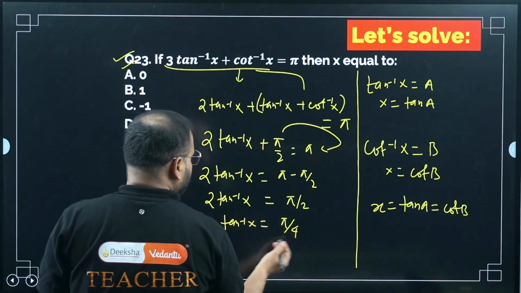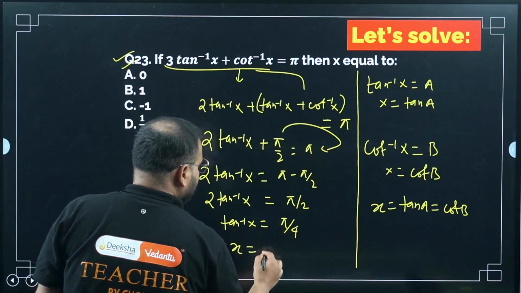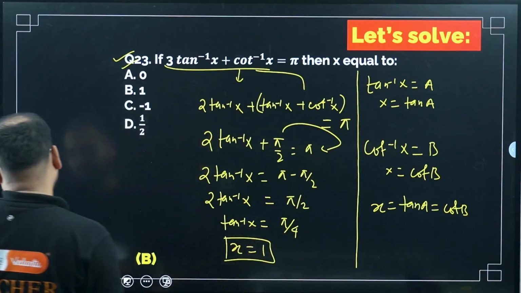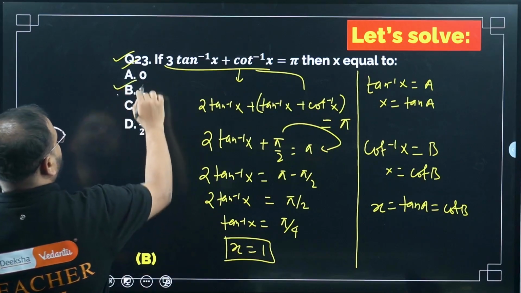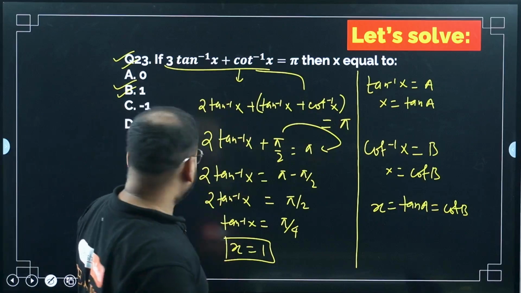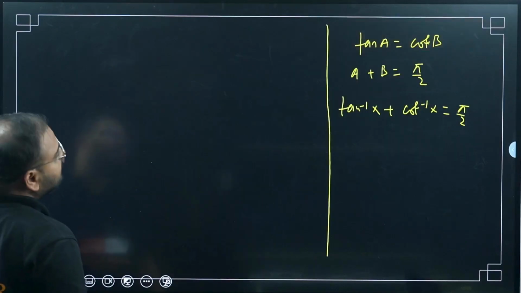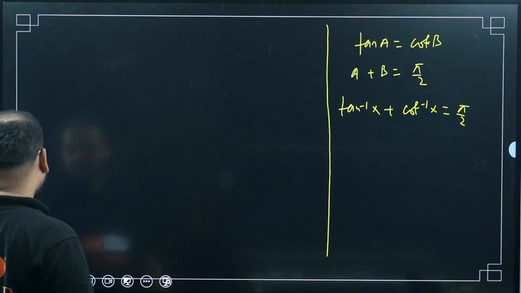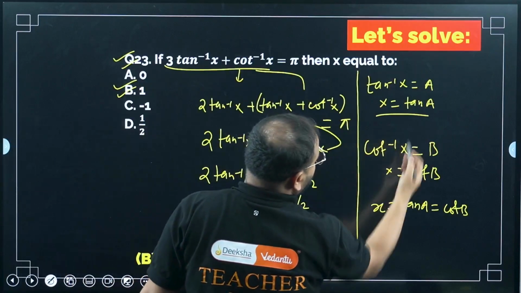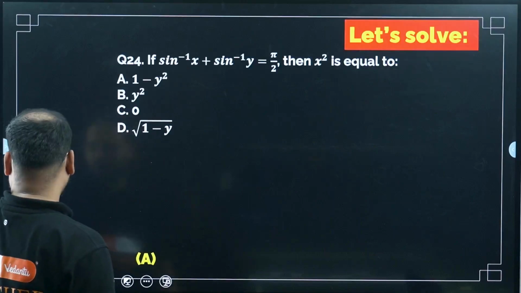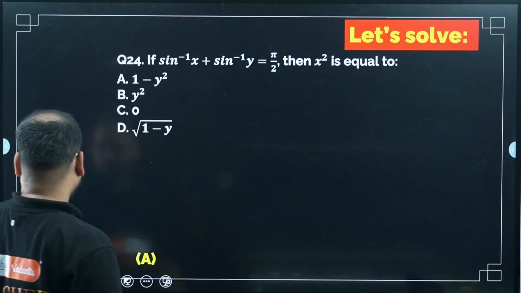This is possible only if x is 1, because tan inverse of 1 is pi by 4. So the answer is B. Simple question, but you have to use the concept of substitution of x as tan A and x as cot B. Okay, moving on.